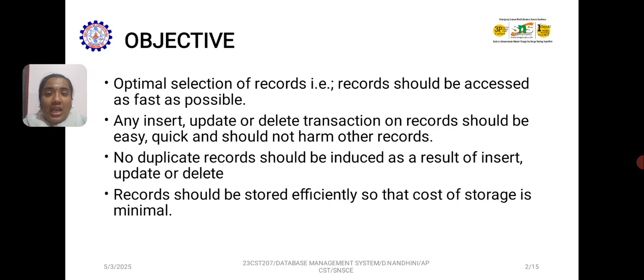What is a file? A file is a collection of information. We can easily retrieve or maintain the file for later uses. Next, it is used to select a record. A record should be accessed as fast as possible. Anything we need to insert or update, or anything we don't want, we can easily delete. For this we are using records, and these records are easy to use and quickly handled.